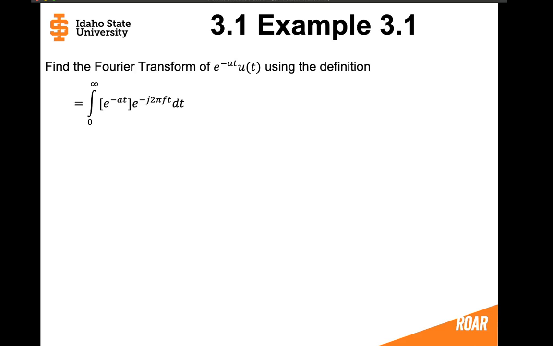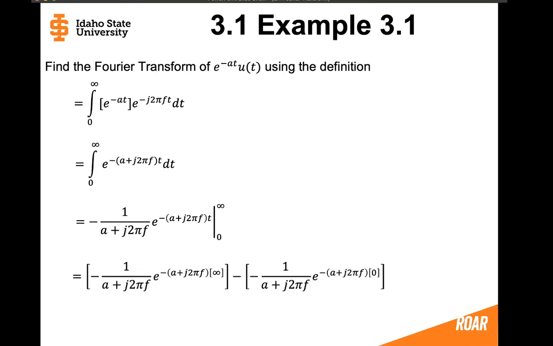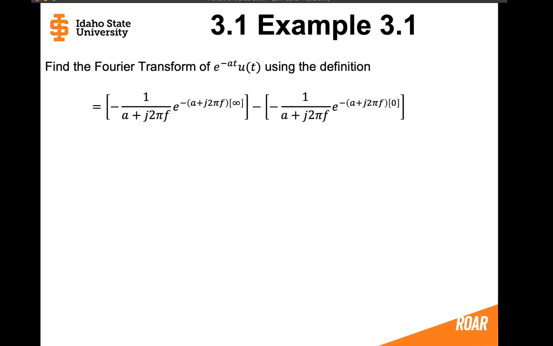All right, so now that we have this simplification done, let's combine the two exponents by adding them together. Then let's perform the integral, and we'll evaluate it from 0 to infinity. And we will replace t with 0 and infinity, like this. And now we're going to need to evaluate each of these expressions.